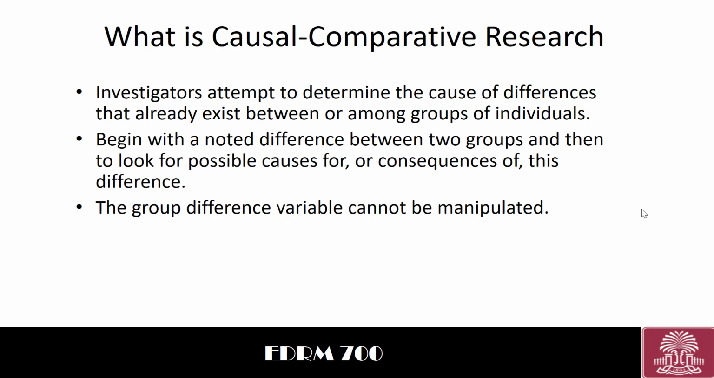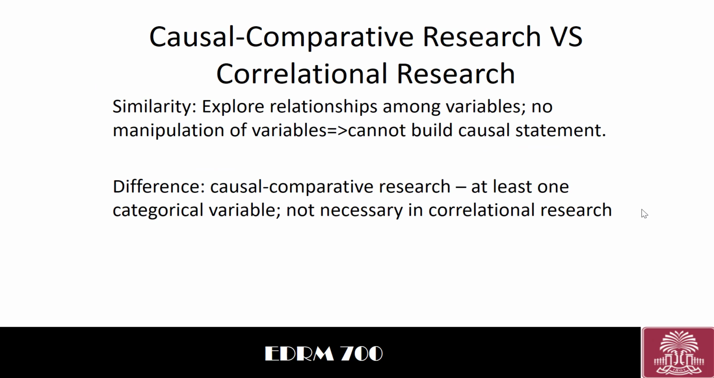The basic causal comparative approach is to begin with a noted difference between two groups, and then to look for possible causes for or consequences of this difference. The group differences variable cannot be manipulated. An example could be a researcher who is interested in the gender differences of children's behavioral and emotional problems.